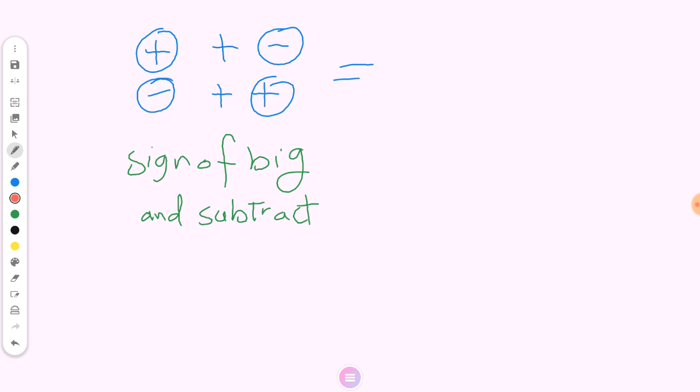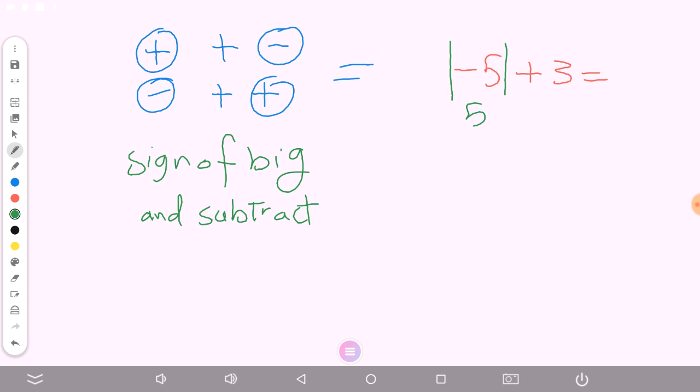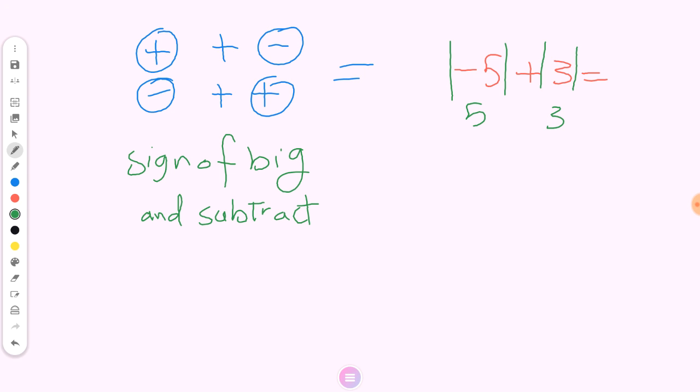If we have negative 5 plus 3, what is the answer? Sign of big and subtract. What is the biggest number here? Actually, we have to take the absolute value for each one. So the absolute value here is 5, and the absolute value of 3 is 3. So the biggest number here is 5. Take the sign of 5. The sign of 5 is negative. So put the sign and subtract, 5 minus 3, 2. So it's negative 2. Okay, get the point?